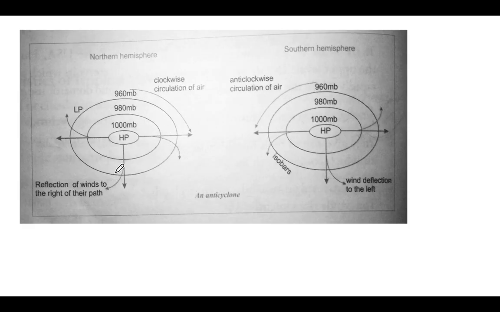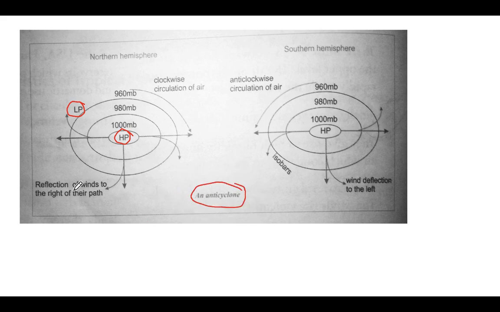If you see a clockwise direction of air, that one is in the northern hemisphere. This is how they are moving. Also take note that lower pressure is outside and high pressure is in the center. So the wind moves from the center outwards in that way. We call this an anticyclone.